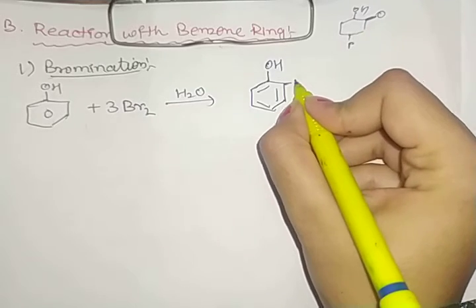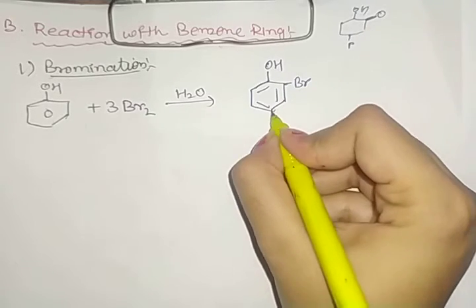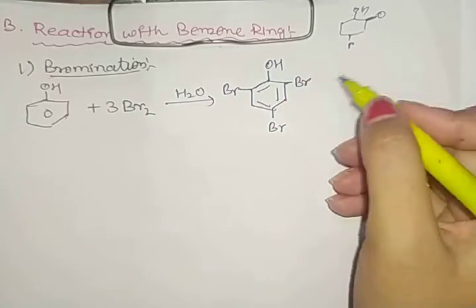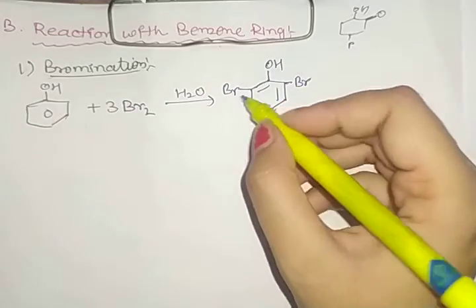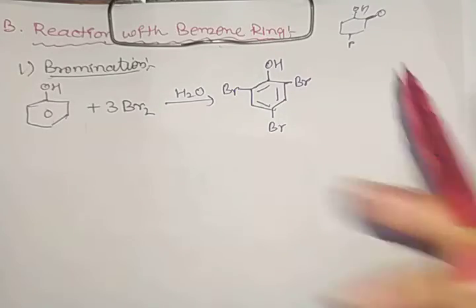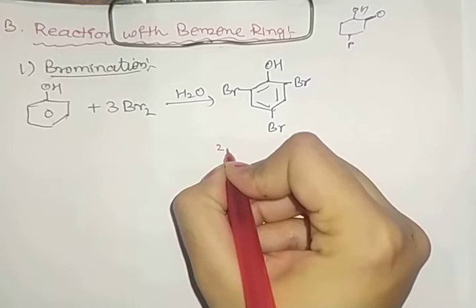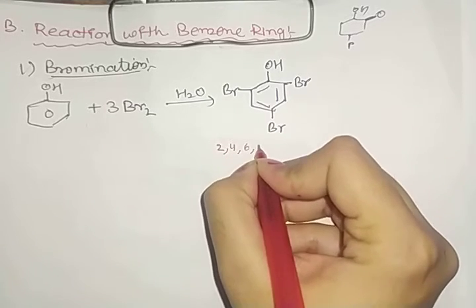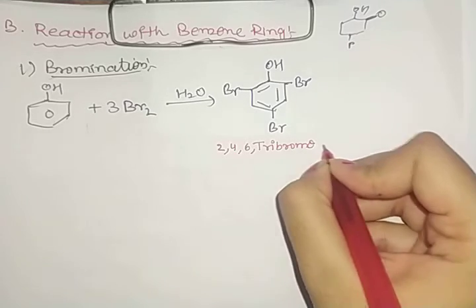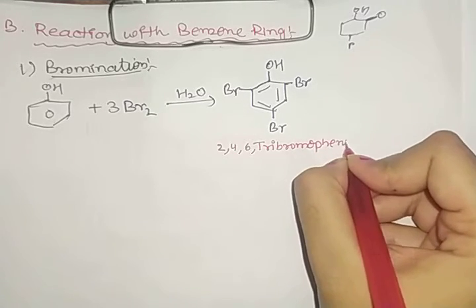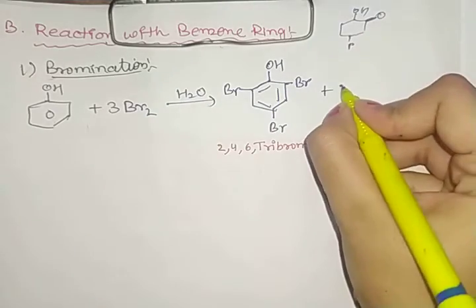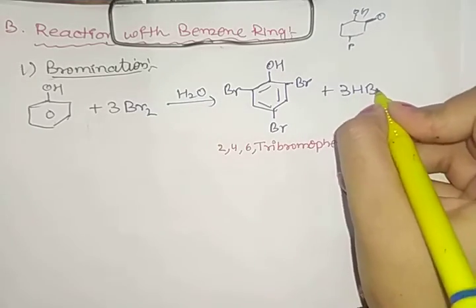So I am writing here Br at 3 positions, only at ortho and para positions. So what is the name of that compound? The name of that compound is 2,4,6-tribromophenol. What is tri? Tri is bromo, and the left compound is phenol. Okay, and plus here from 3 hydrogen and bromine is left.